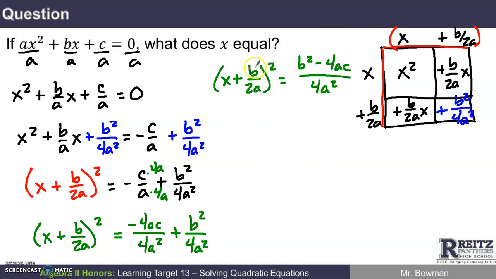And what I have now is I've got something squared equals some number. And I can use the square root property to solve that. So if x plus b over 2a, the whole quantity squared, equals this thing, then x plus b over 2a equals the square root of this or the opposite of the square root of this. And I'm going to write it in one expression. The positive version of this square root or the negative version of this square root.